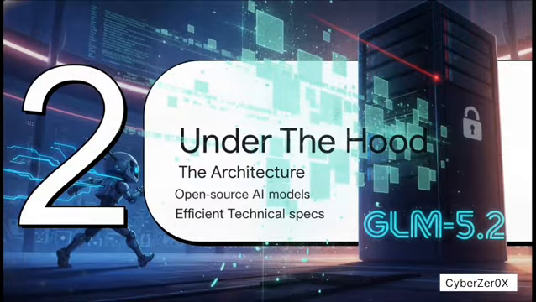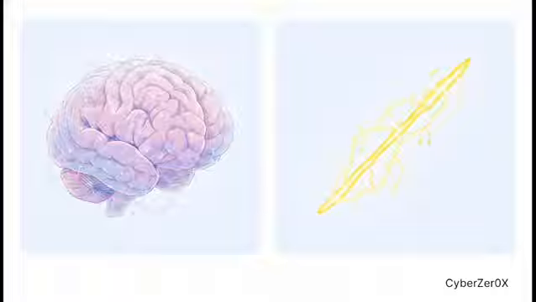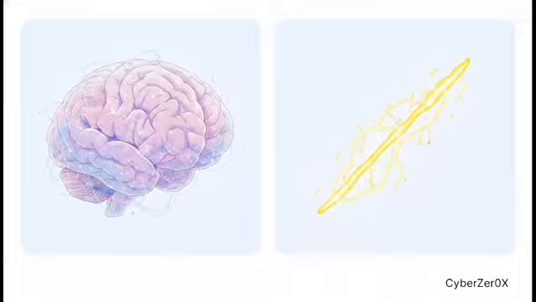Moving right along to Section 2, Under the Hood, looking at the architecture. And this brilliantly illustrates how the model operates so efficiently. GLM 5.2 uses what's called a mixture of experts architecture. Now, while the model itself is absolutely massive overall, sitting at around 744 billion total parameters, it's highly efficient, activating only about 40 billion parameters for any given response. That's actually the exact same active size as its predecessor, GLM 5.1. So ZAI didn't just throw brute force compute at the problem to make it bigger, they engineered it to be radically smarter and way more selective about which neural pathways it uses.